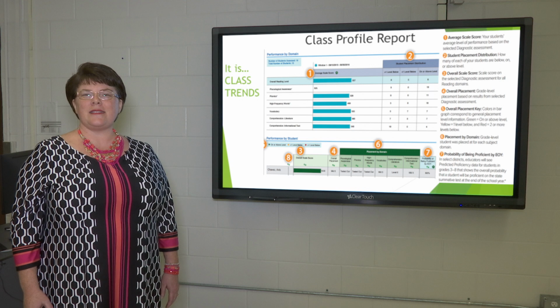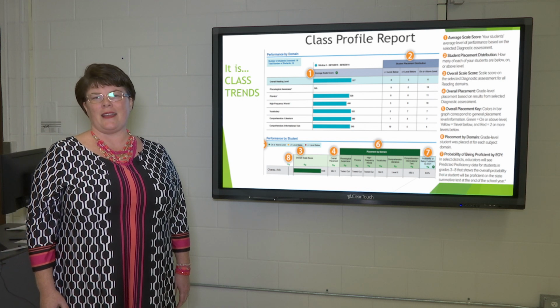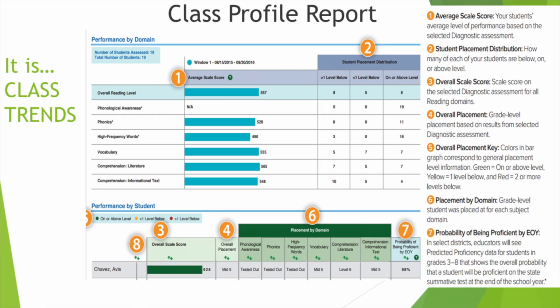One of the reports that can be utilized in iReady is the class profile report. This is found under the class section. In this report, we would see the teacher's name and the section that they're teaching. We would see the number of students that have been assessed versus the total number of students. And this is a reading class profile report, which indicates the various domains within our reading that were assessed. Below that is the performance level by student.